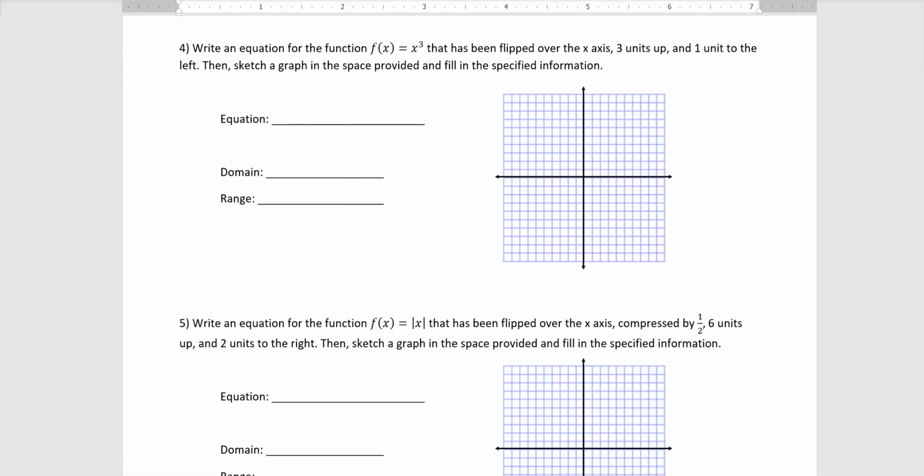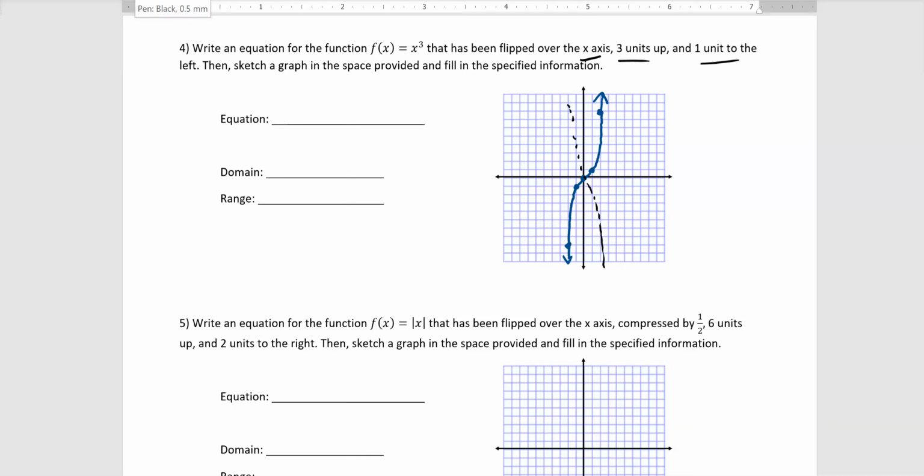Write an equation for the function f of x equals x to the third that's been flipped over the x-axis, is 3 units up and 1 unit to the left. Okay, so that original function, if we recall, had that cool little swish pattern going for it. It's really important that you know what these parent functions look like so that we can do these transformations accurately. So, the flip over the x-axis means whereas this one fell to the left and rose to the right, we're going to switch it so it'll be rise to the left and falls to the right. So we'd get a new shape that looks something like that.